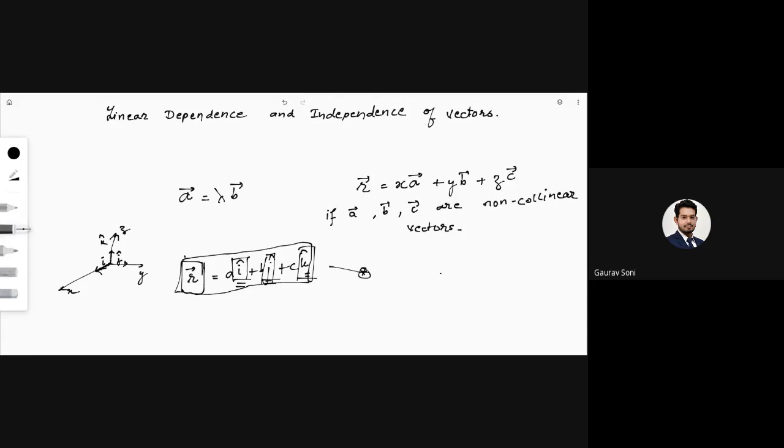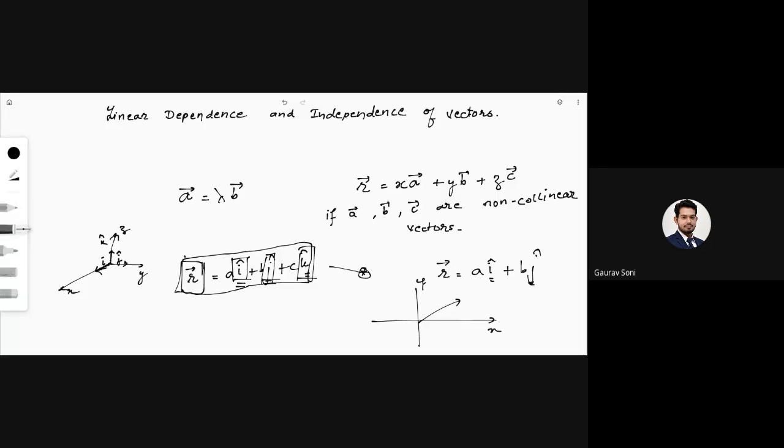Similarly, in two-dimensional space, A times i cap plus B times j cap. Like in two-dimensional space, there is an x-axis and a y-axis. On a plane, any vector can be written as a combination of i and j. Okay, so this is what we are trying to understand. So no matter how many vectors there are, I can always write them as a combination of two or three vectors.